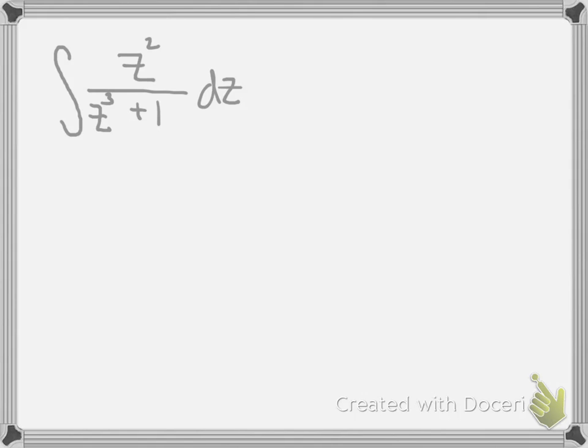All right. Go ahead and pause the video and try this one. In the denominator, that's z cubed plus 1. I know it might be a little bit blurry. It is to my eyes right now.